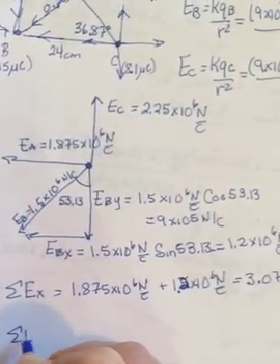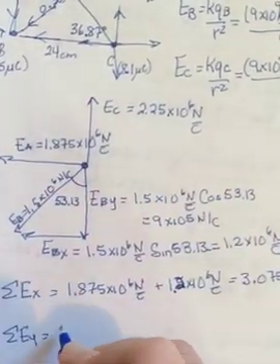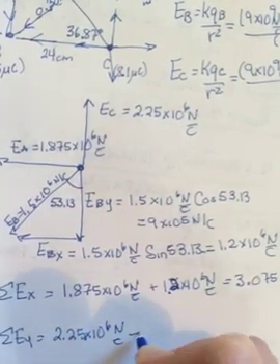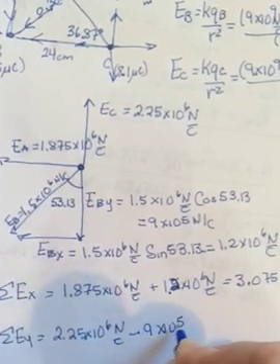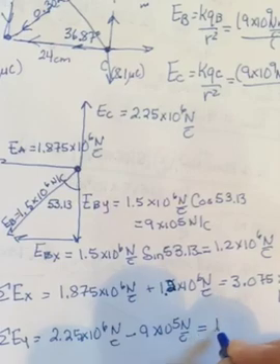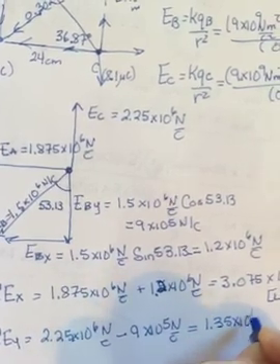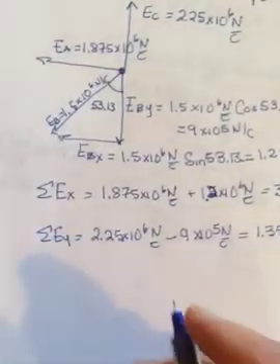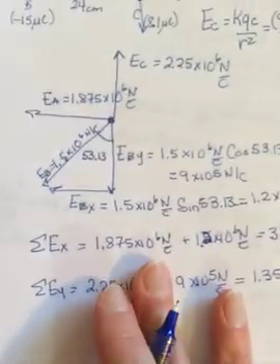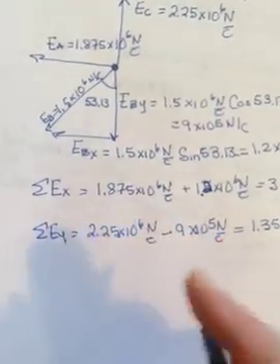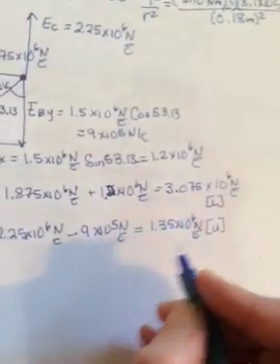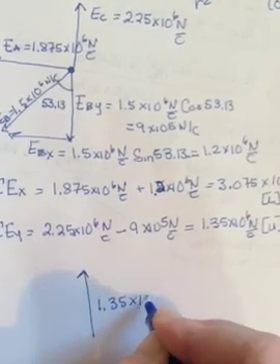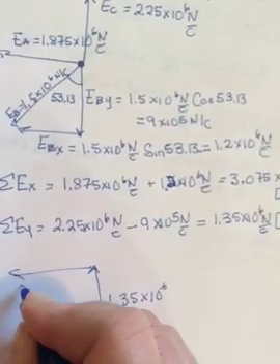Okay, and then I do the sum in the y direction. One's going up and one's going down. So 2.25 times 10 to the 6 newtons per coulomb minus 9 times 10 to the 5th newtons per coulomb. And that's going to give me 1.35 times 10 to the 6 newtons per coulomb. And it's going up. Okay, so now I think it's going up, right? C was pushing away. Yeah, so now I draw my thing. So I have one going up, 1.35. I'm going to run out of time. The other going over, and then do Pythagorean theorem. Okay?